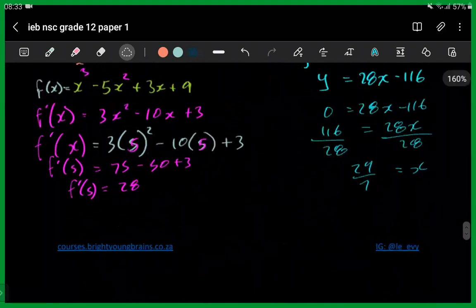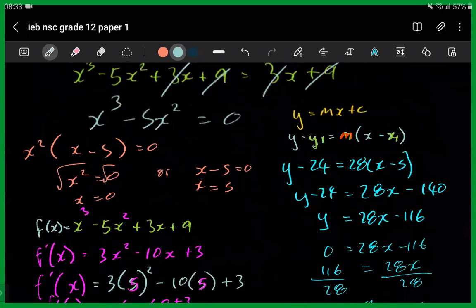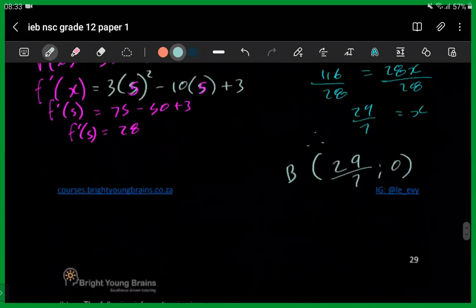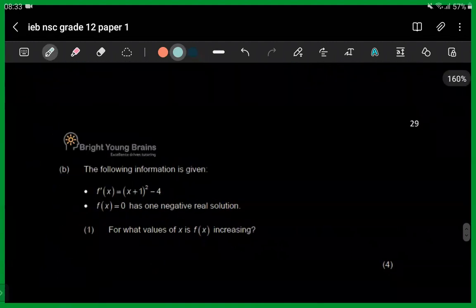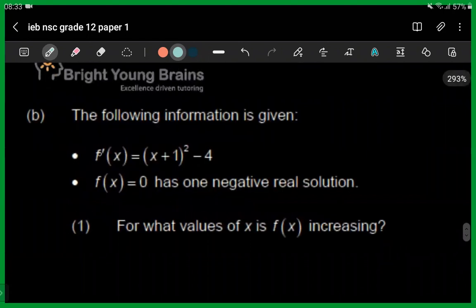But anyways, you have x, they want the coordinate, right? So you have to say, therefore, x value, and then y value. That's the coordinate of B, as they are asking. So it is all good. Let's move on. They said here B, it says the following information is given, right? You have this is a first derivative. So this is a gradient equation.